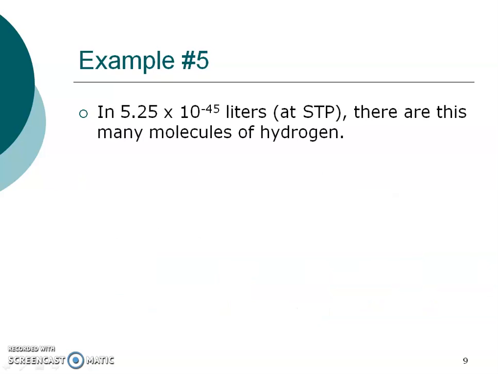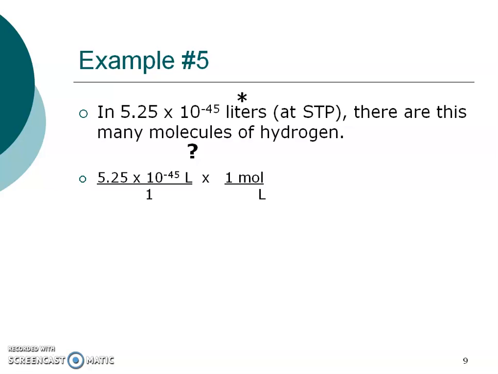Number 5: 5.25 times 10 to the negative 45 liters, again at STP, very important for the mole concept, there are this many molecules of hydrogen. All right, so here we go. I want molecules and I'm starting at liters. So I'm going to start setting up my problem. Times my conversion line. Liters goes on the bottom, moles goes on top. I'm going from liter island or volume island to mole island.